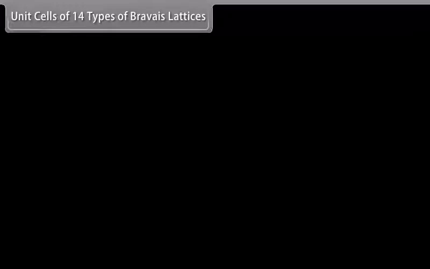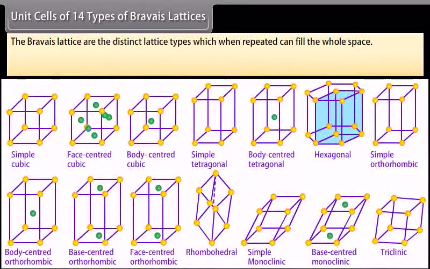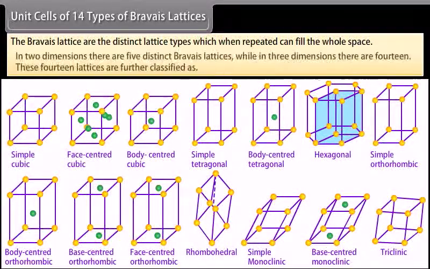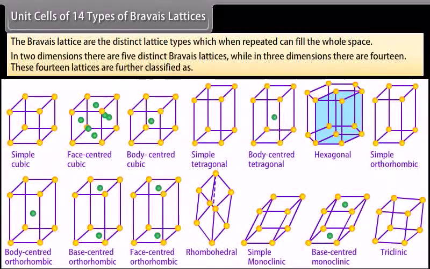Unit cells of 14 types of Bravais lattices. The Bravais lattices are the distinct lattice types which, when repeated, can fill the whole space. In 2 dimensions, there are 5 distinct Bravais lattices, while in 3 dimensions, there are 14. These 14 lattices are further classified by the number of atoms in a unit cell.